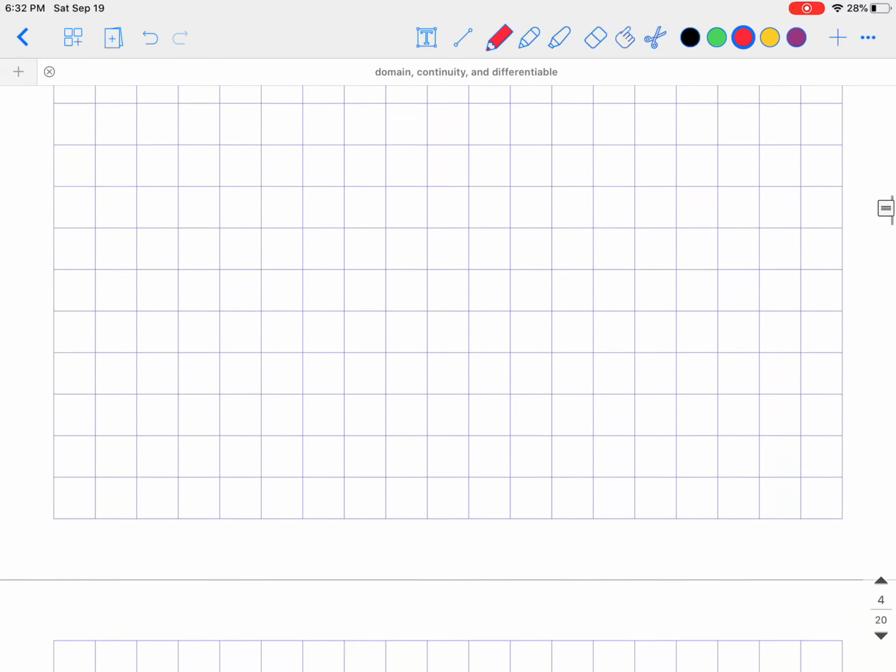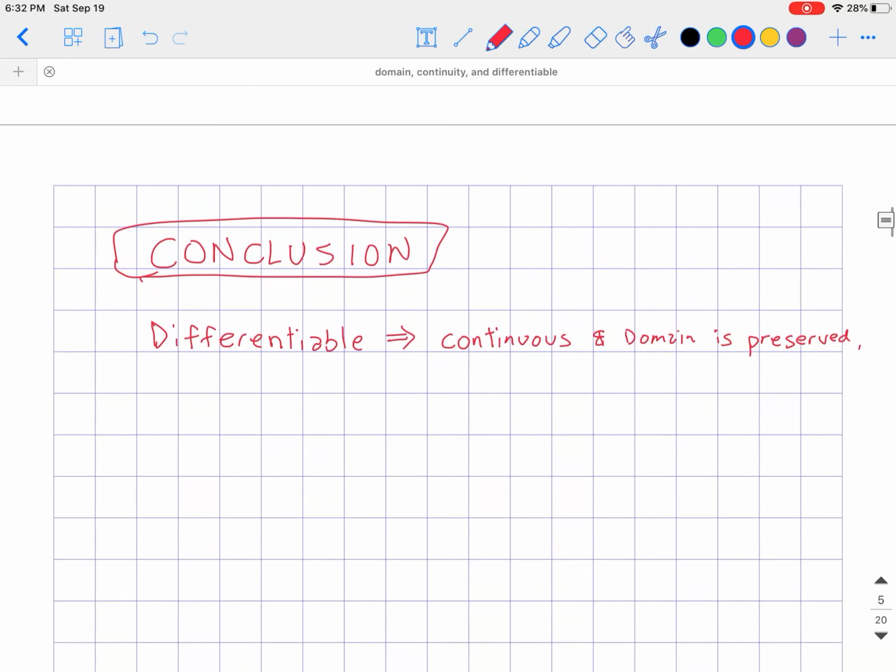So in conclusion, what I'm trying to get you to understand is that when they say that the function is differentiable, you can conclude that it is continuous over the domain that it is defined for. That is to say, if you have a function and it is differentiable, then the derivative should also be a function where the domain is defined as the original function's domain. Okay, and that's it. All right, thank you so much. I'll talk to you next time.